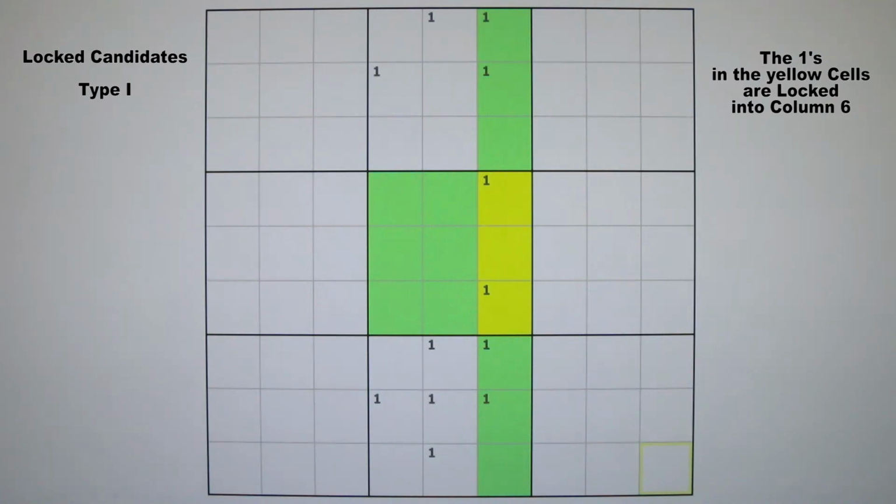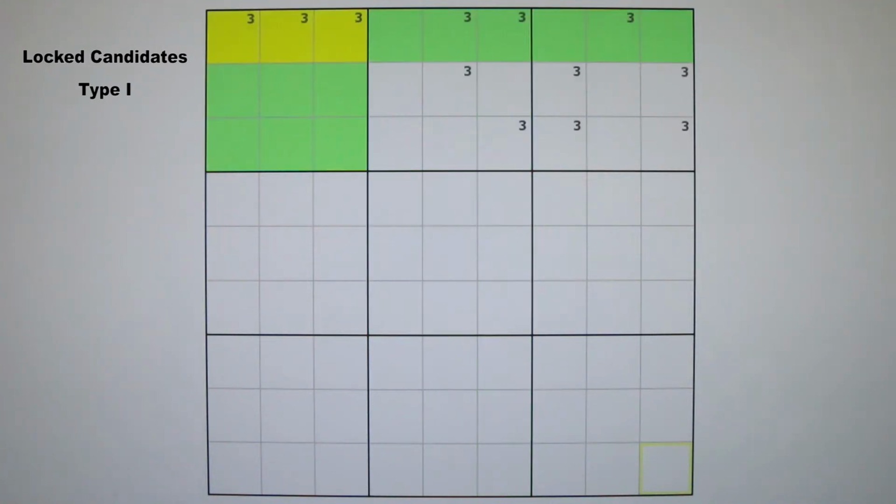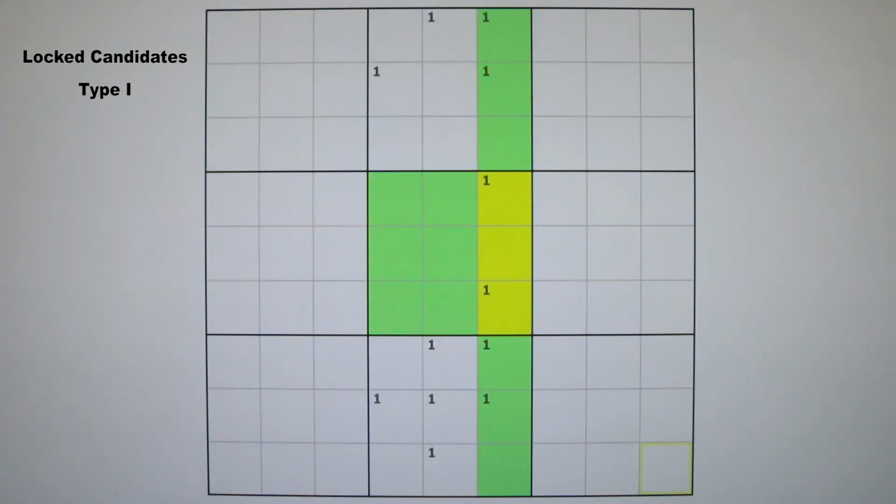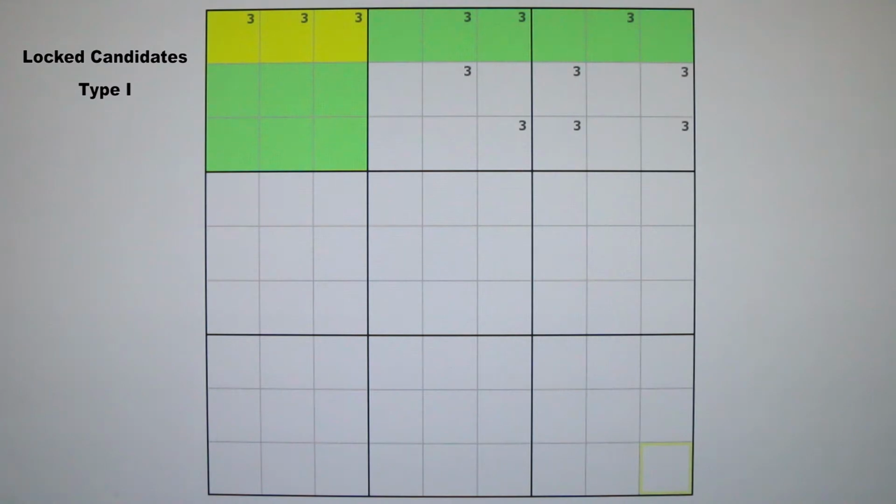There are no other candidate 1s in block 5 other than the 2 in the yellow intersection. And here, there are no other candidate 3s in block 1 other than the 3 candidate 3s in the yellow intersection. And what this means is that we know one of the 2 or 3 locked candidates must be true, because the block must contain exactly one instance of that candidate. And this works whether there are 2 candidates in those yellow cells or whether there are 3 candidates in those yellow cells.